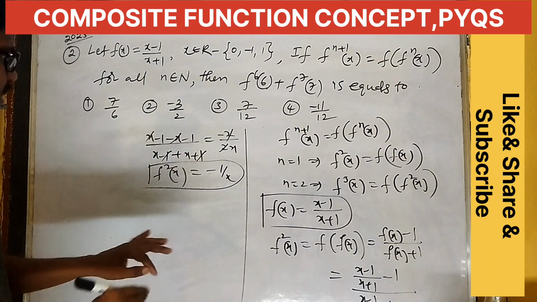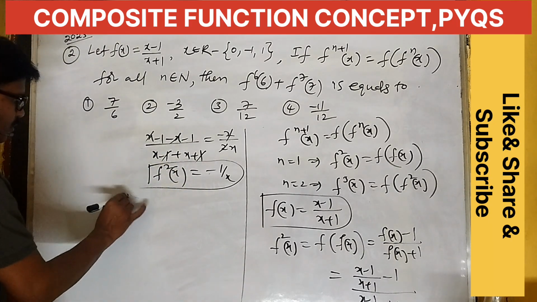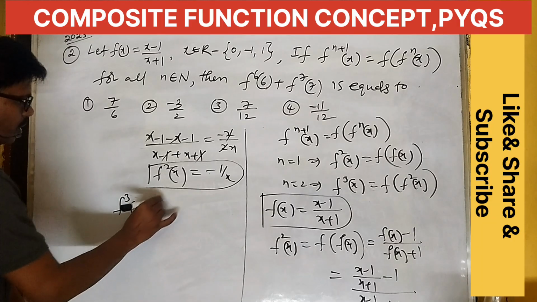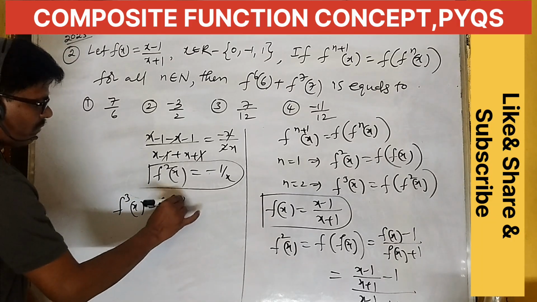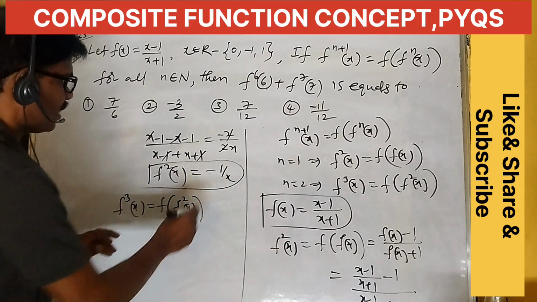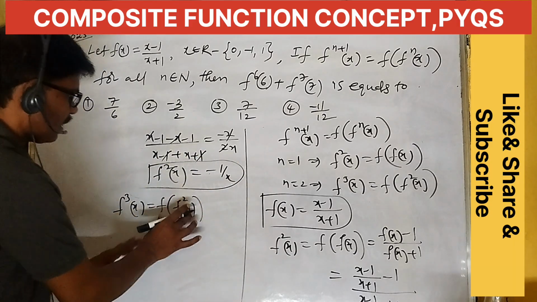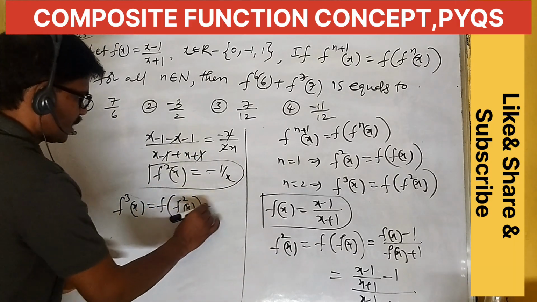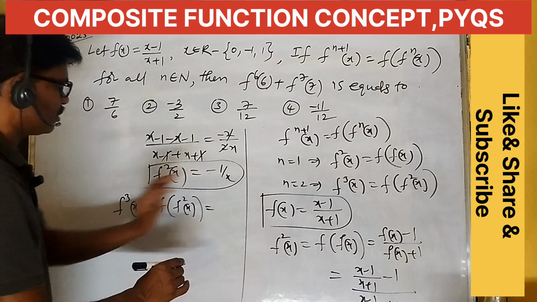Next, find f cubed of x. f cubed of x is equal to f of f squared of x. What is the f squared of x value? It is minus 1 by x. So f squared of x is equal to minus 1 by x.